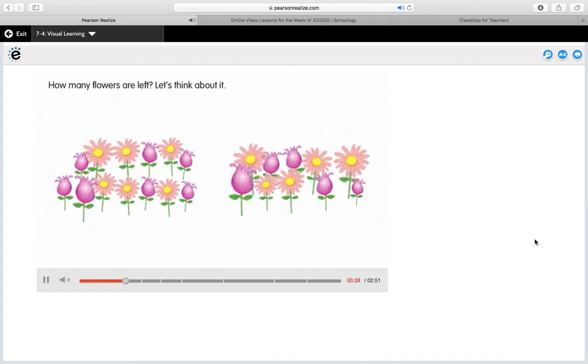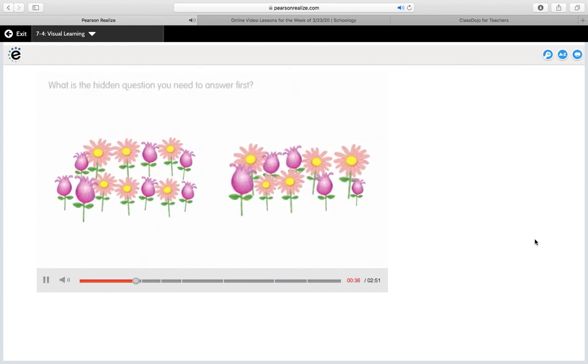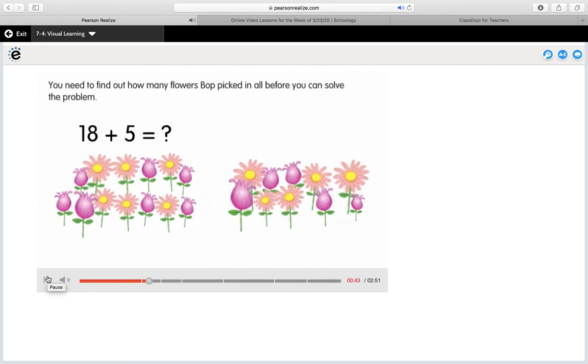Let's think about it. This problem has a hidden question that you need to solve first. What is the hidden question you need to answer first? First, we need to find out how many flowers they had to begin with, because it's a two-step problem, right? They first picked up a certain amount of flowers, and then they picked up more. So we have to add up all the flowers that they collected in total. Then we do the second part. You need to find out how many flowers Bob picked in all before you can solve the problem.